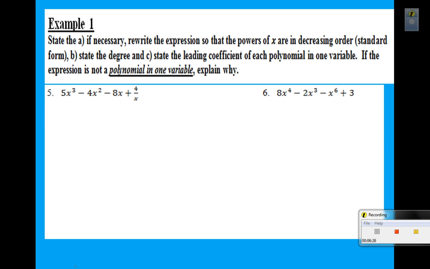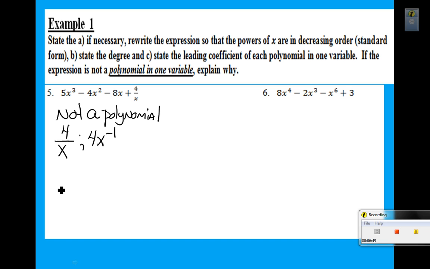Here goes my number 5. When I look at this, this is not a polynomial. The reason being, the 4 over x. You can't have a variable in the denominator. The reason being, this is really 4x to the negative 1, which is a negative exponent. But it's easier to remember, you can't have a variable in the denominator.